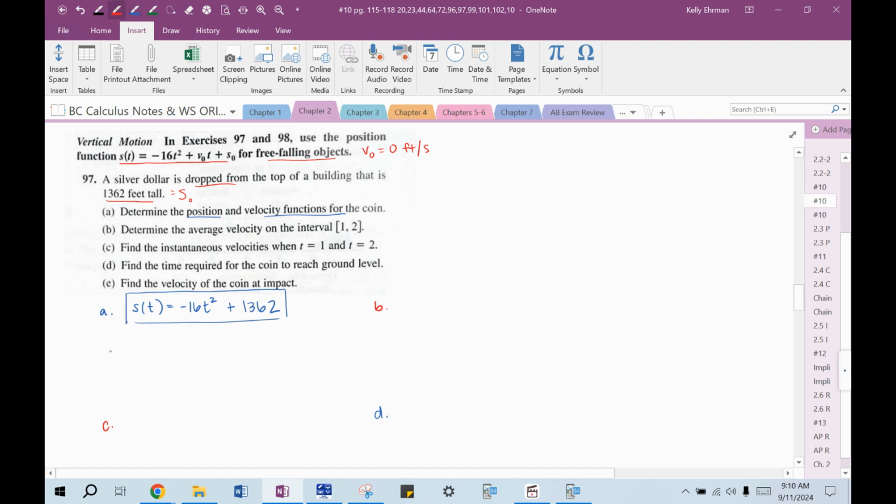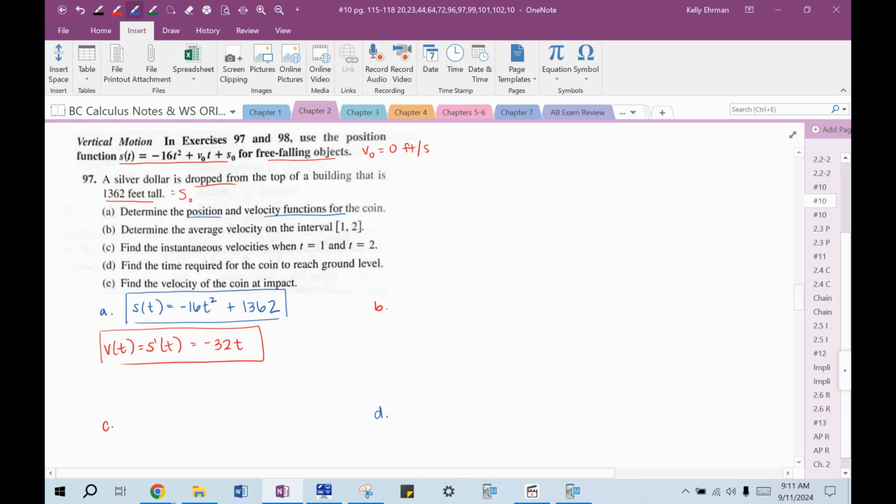The velocity function, remember, velocity is just the derivative of the position. It's s prime of t. And you don't have to write that every time. I'm just doing that for my answer keys. So if I take the derivative of this equation, I get negative 32 times t to the first, and the derivative of a constant is 0, so plus 0, or I'll just leave it at that.